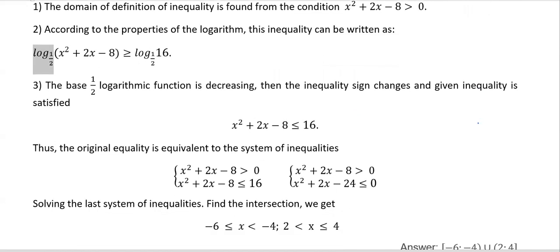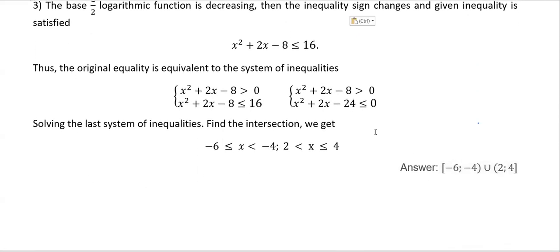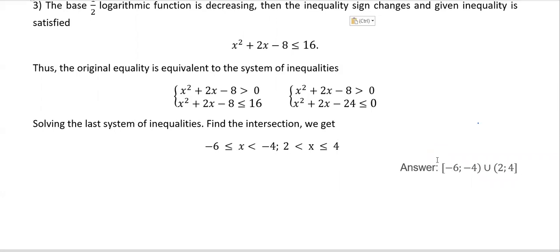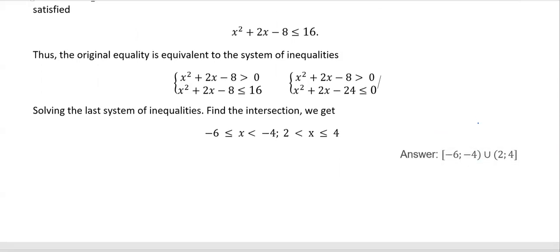So the original inequality is equivalent to the system of these quadratic inequalities. By solving each inequality separately, we find the intersection of this system, and the solution of the given inequality is from minus 6, including minus 6, to minus 4, and from 2 to 4, including 4.